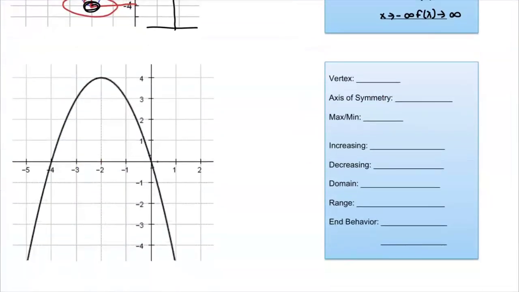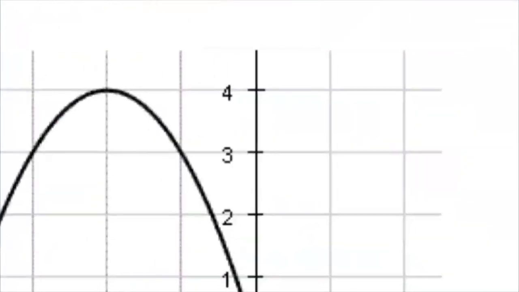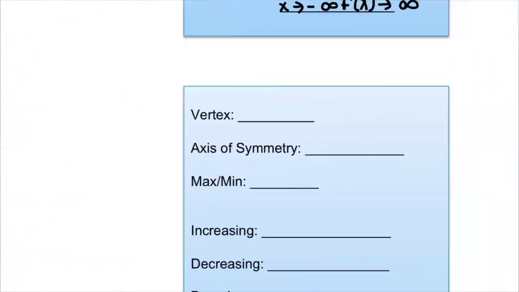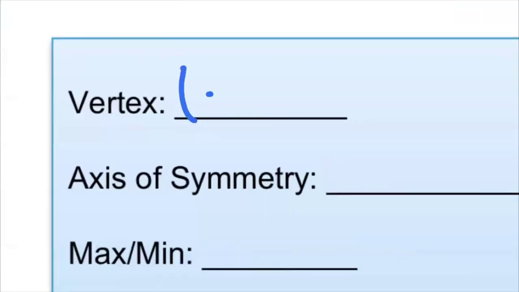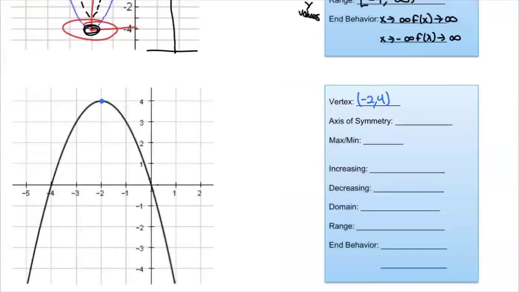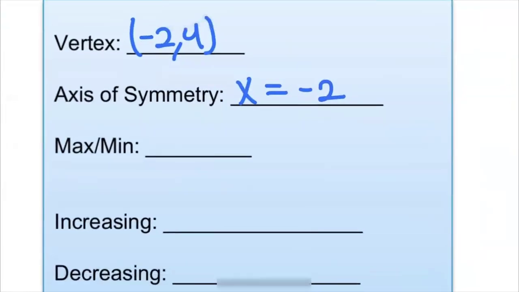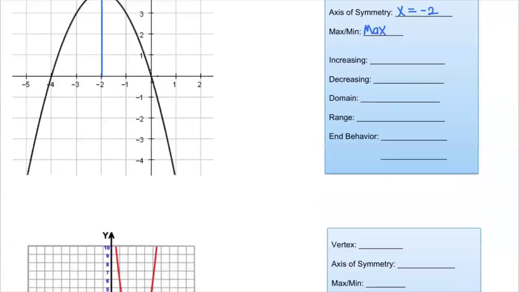Here we have a -1 looking downwards. The first thing is we're going to grab our vertex, which is -2, 4. For our axis of symmetry, just get the x value from the vertex. So x equals -2. We do have a maximum here since it's negative.